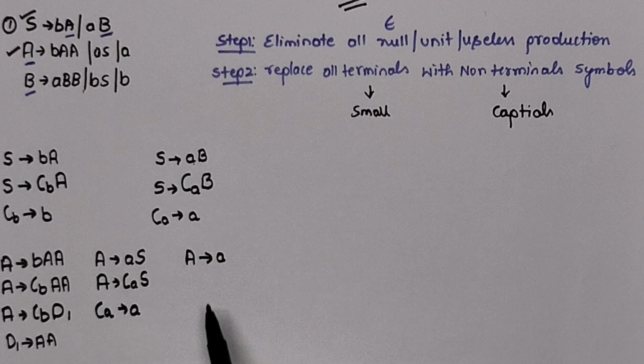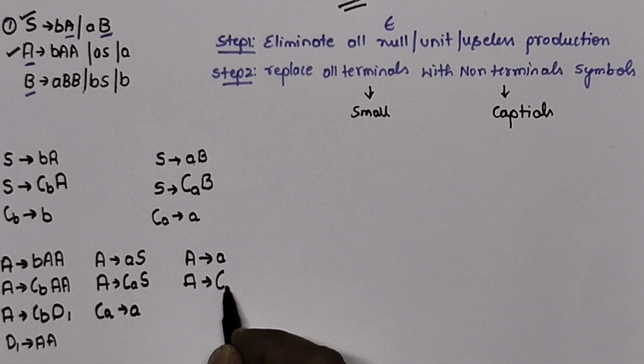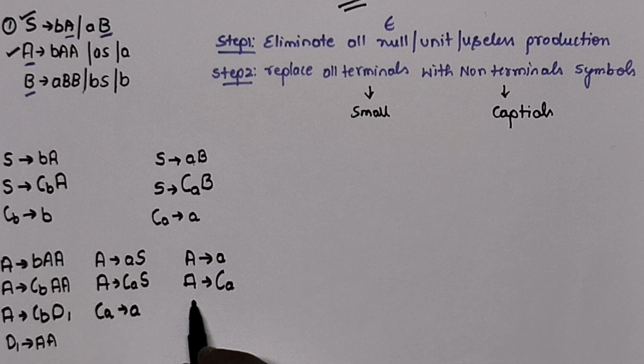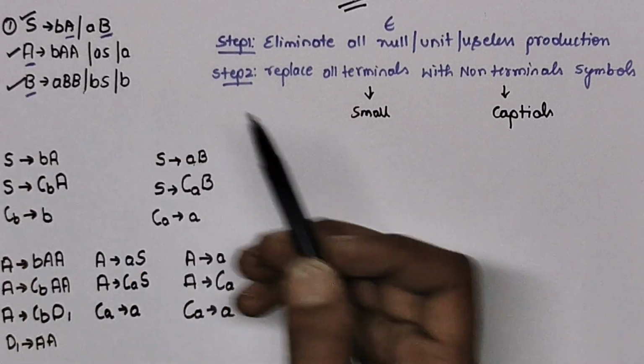Now A is producing small letter A. So how can you replace small letter A? Capital letter C which is replacing small letter A. You can write like this. Capital letter C replaced small letter A. Now the last one is B.